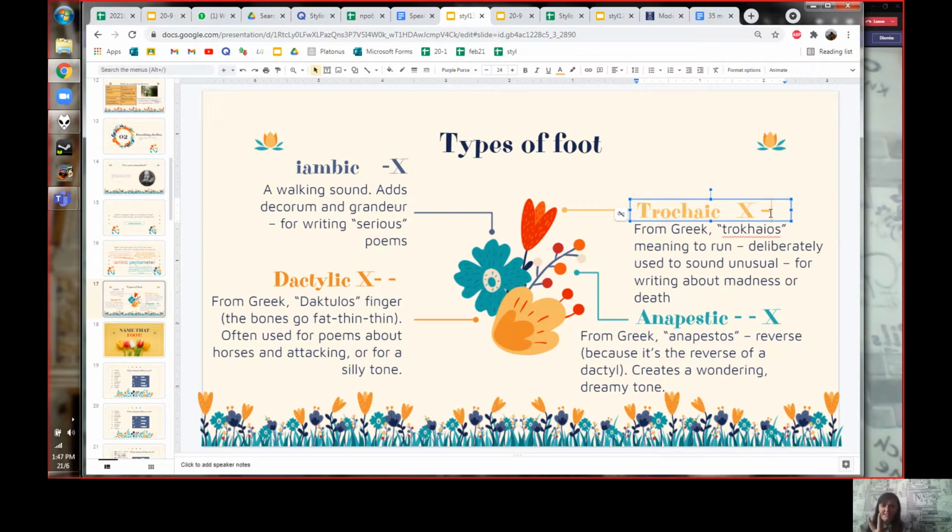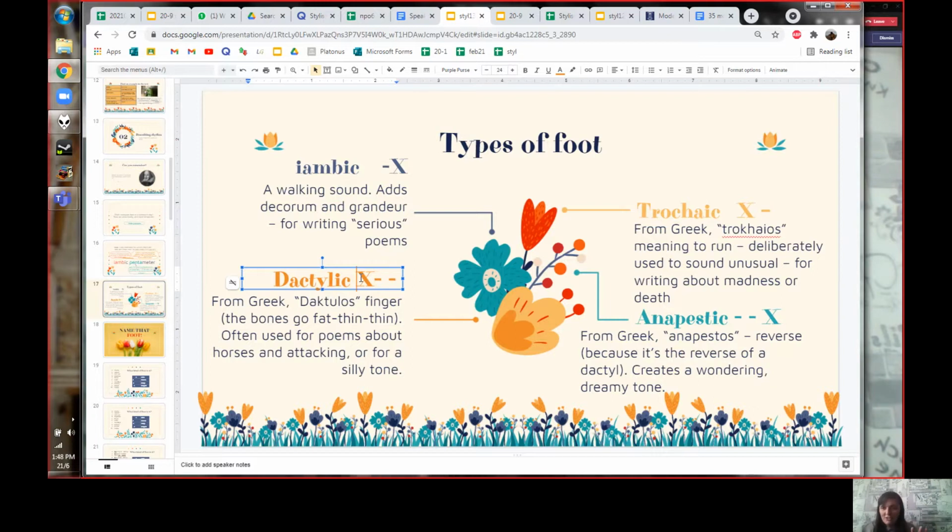Okay, so you can also have three syllable feet. The two three syllable feet, these are dactylic and anapestic feet. So we'll start with dactylic. You know there's a dinosaur called the pterodactyl. What does he look like? The pterodactyl is the one that's got the wings, right?